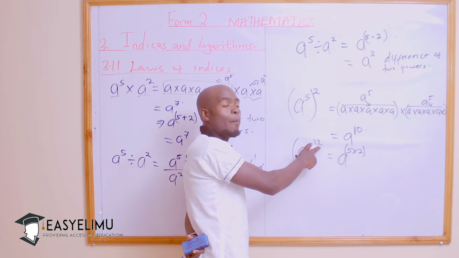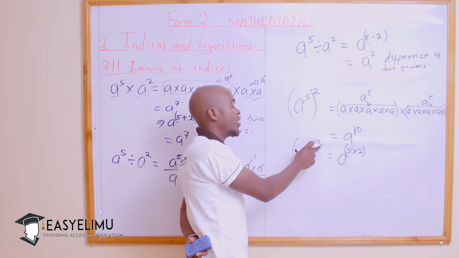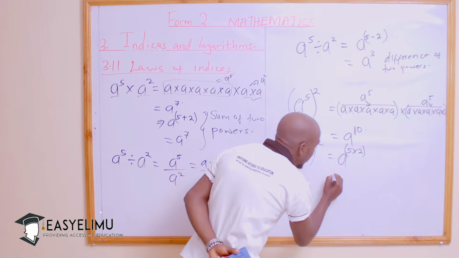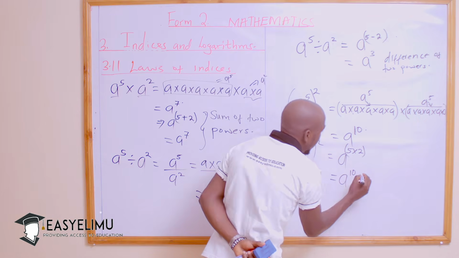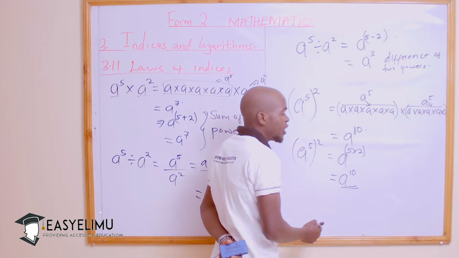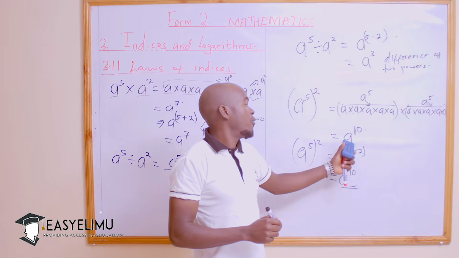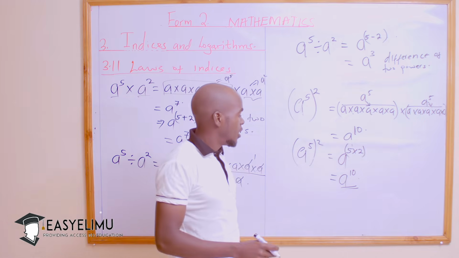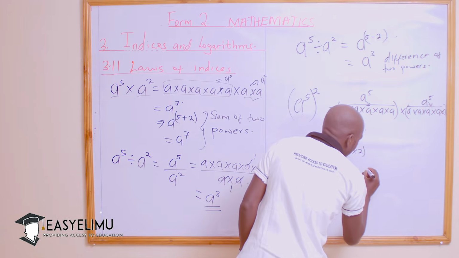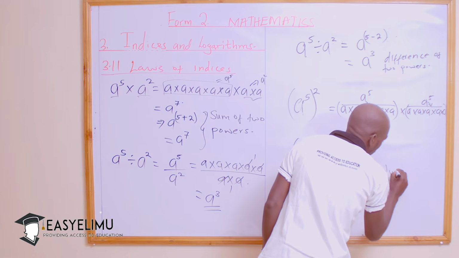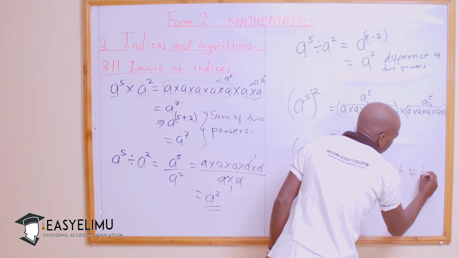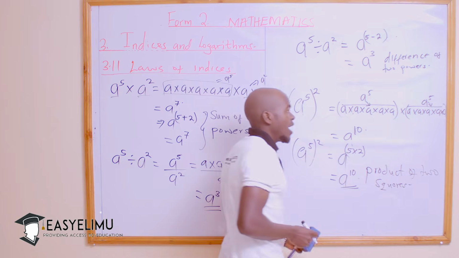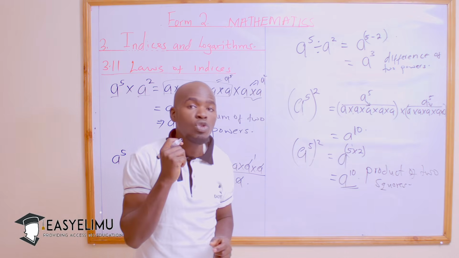No matter what power is outside or inside, you just multiply the powers and you will get a raised to 10. It is the same answer we obtained working it in the long method. This is known as the product of two powers.